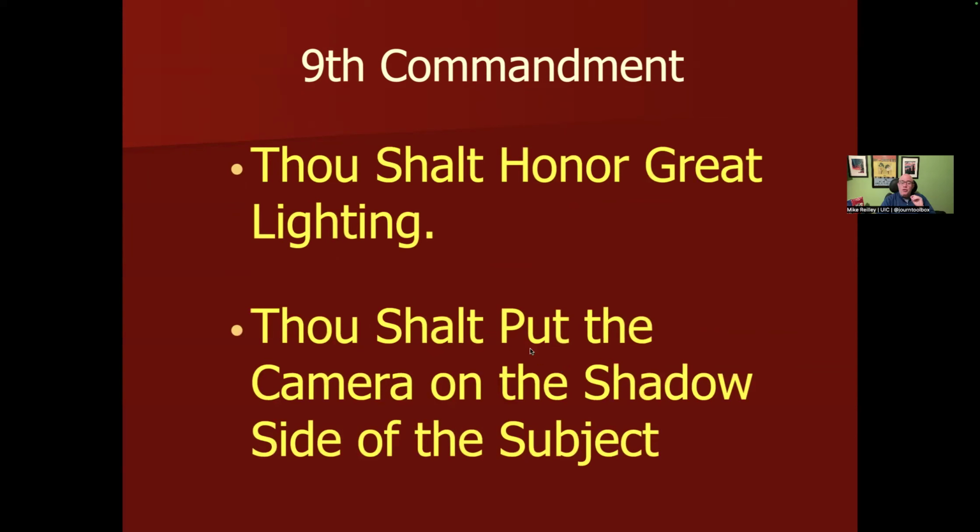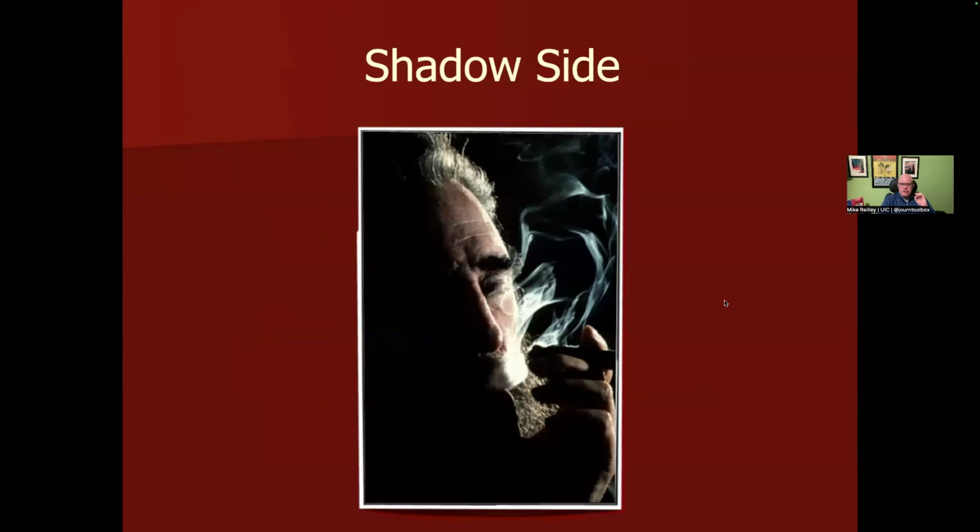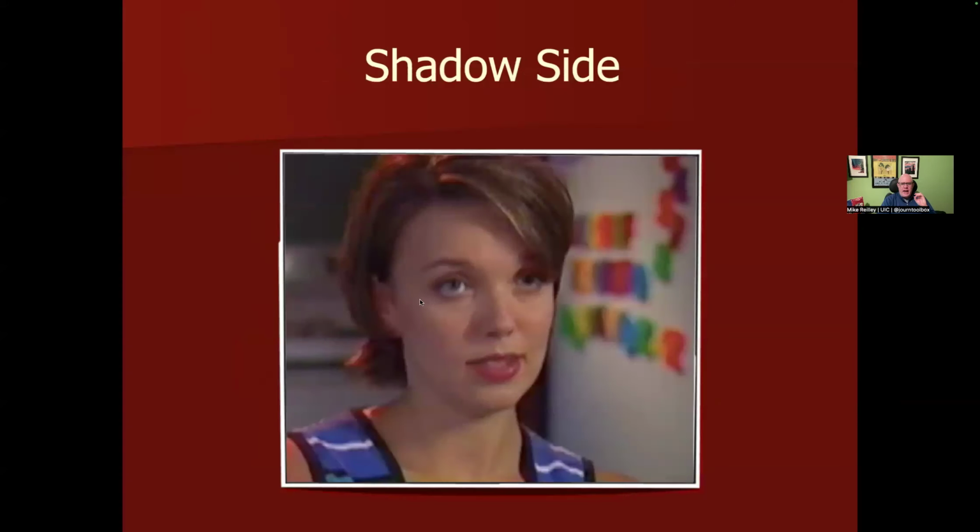Honor great lighting. Always put the camera on the shadow side of the subject. This usually takes a couple of assignments before students start to get the hang of it. My class last spring was really good at this, and they really listened to this one. They were good with audio and getting close to the subject. They were also good at lighting and framing the shot. Always shoot on the shadow side.